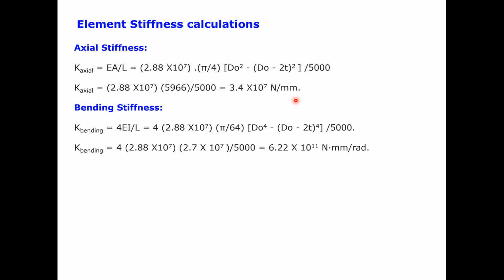Now bending stiffness, K bending. In our case bending is not applicable because the only force available is axial force. But calculating the bending stiffness is 4 EI over L, where the value of E is 2.88 into 10 to the 7, and I is pi by 64, DO raised to power 4 minus DI raised to power 4, divided by the total length. In this way, the bending stiffness K bending is 6.22 into 10 to the power 11 Newton millimeter per radian.